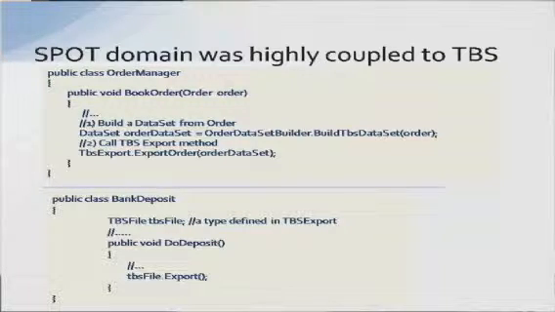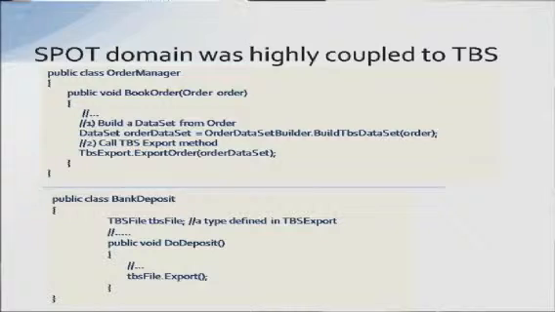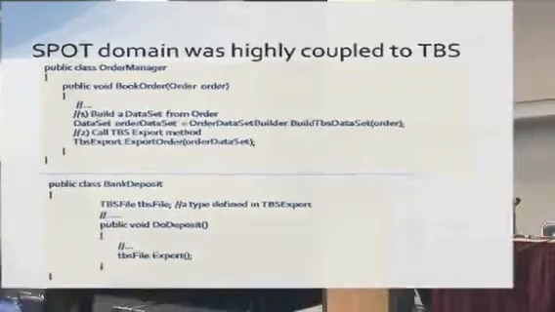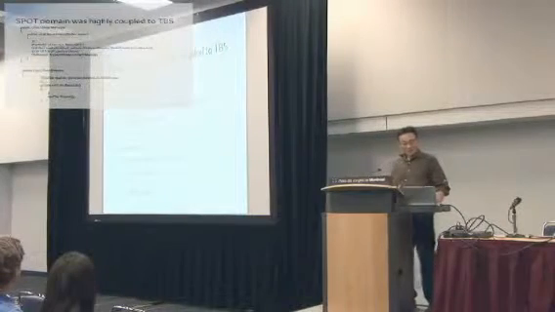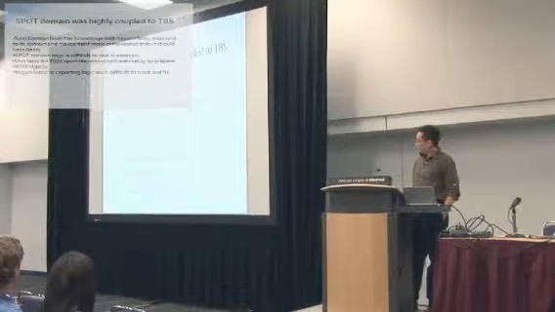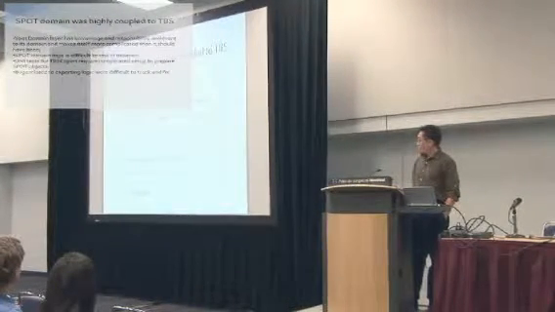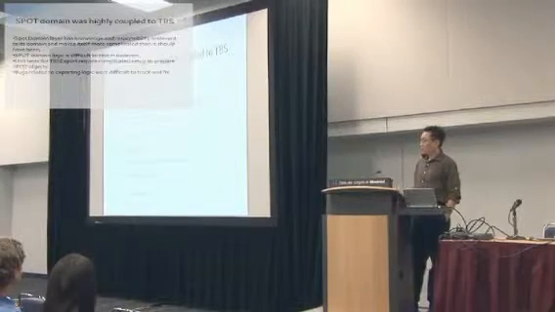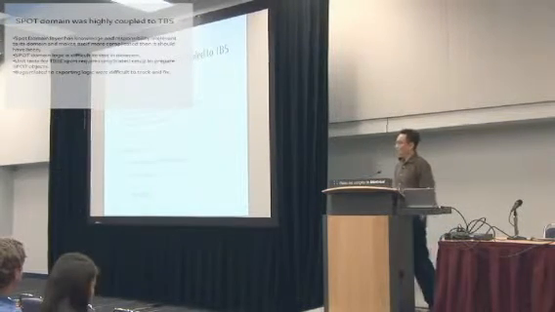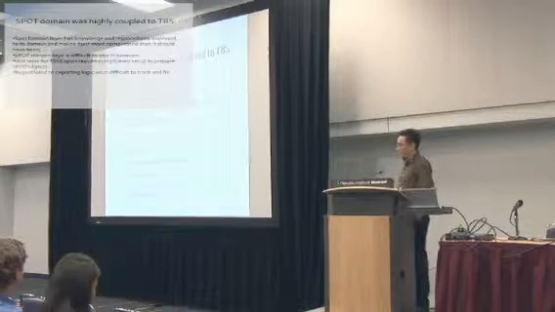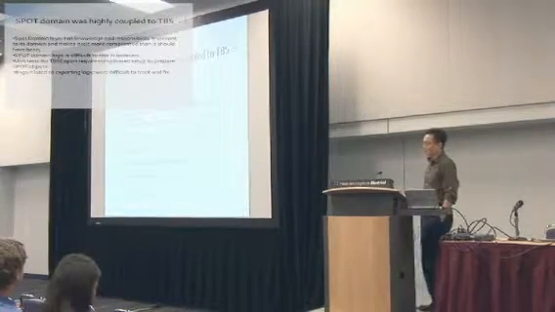The next example, which is a worse one, shows a Spot core domain object, bank deposit, which is similar to the Spot order. It had a member defined called TPS file. The type of TPS file is defined inside the TPS Export component. So this example clearly shows that the TPS Export knowledge had deeply corrupted the core Spot domain and created the tightest coupling between Spot and TPS Export, and indirectly the TPS system.